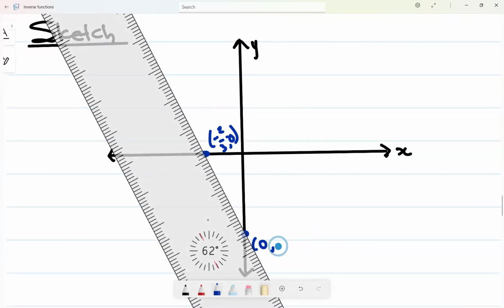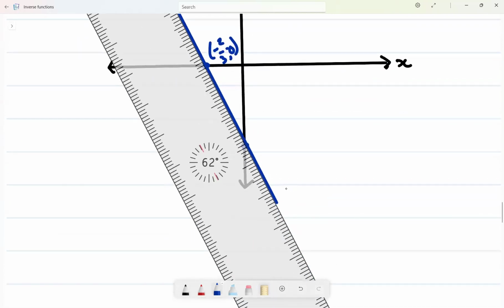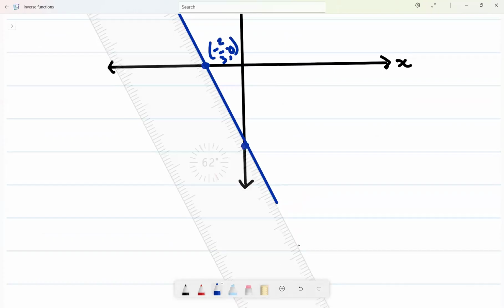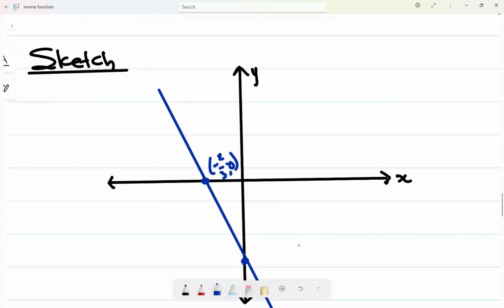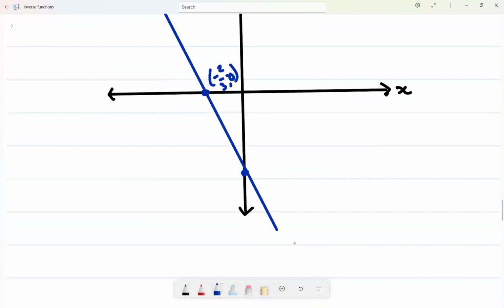Okay, let me erase these. I'll write them again. All right, so this is interesting. So this now becomes my graph of F. You need to label it, this is the graph of F. But now I need this point, (0, -2).